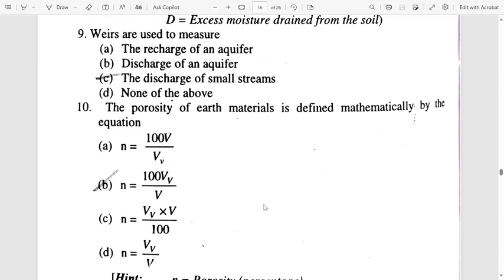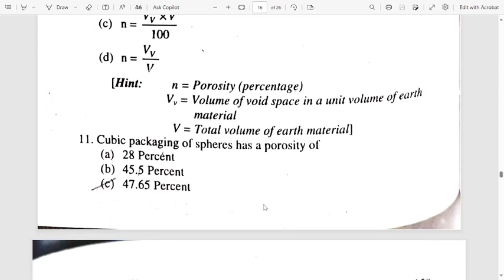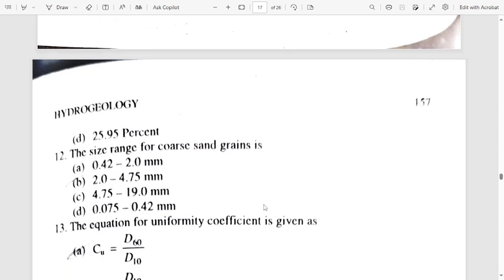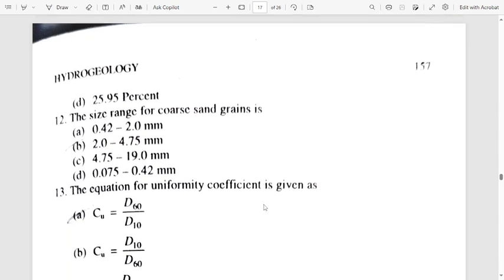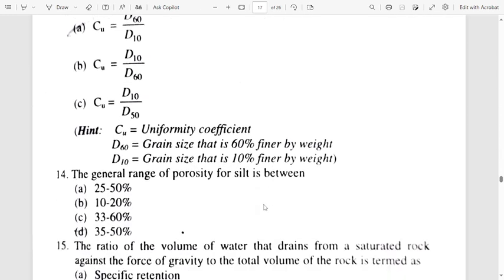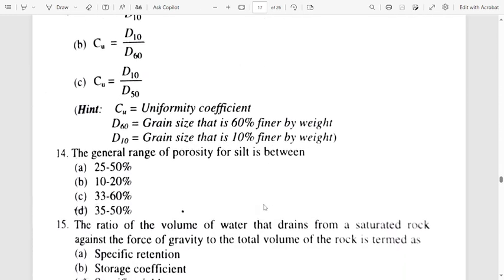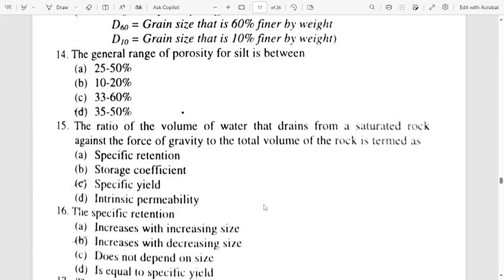The porosity of earth materials is defined mathematically by the equation N is equal to 100 Vp by V. Cubic packaging of spheres has a porosity of 47.65%. The size range of coarse sand grains is 2 to 4.75 millimeter. The equation for uniformity coefficient is given as Cu is equal to D60 by D10. The general range of porosity for silt is between 35 to 50 percentage.